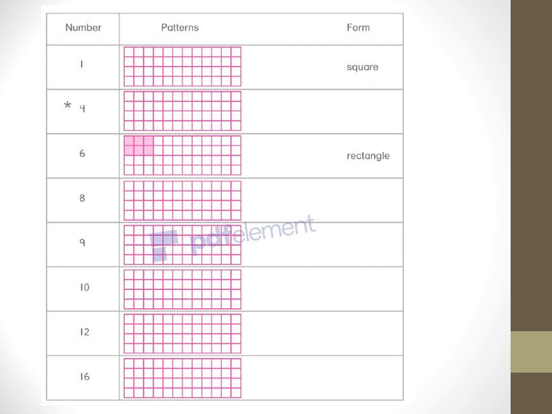In the same way, look at the screen carefully and try to find out which are the other numbers that can be represented as a square in the pattern part. Pause the video for 1 minute because this is very easy. Now I am showing you the answers. So 9 and 16, these can be represented as squares.